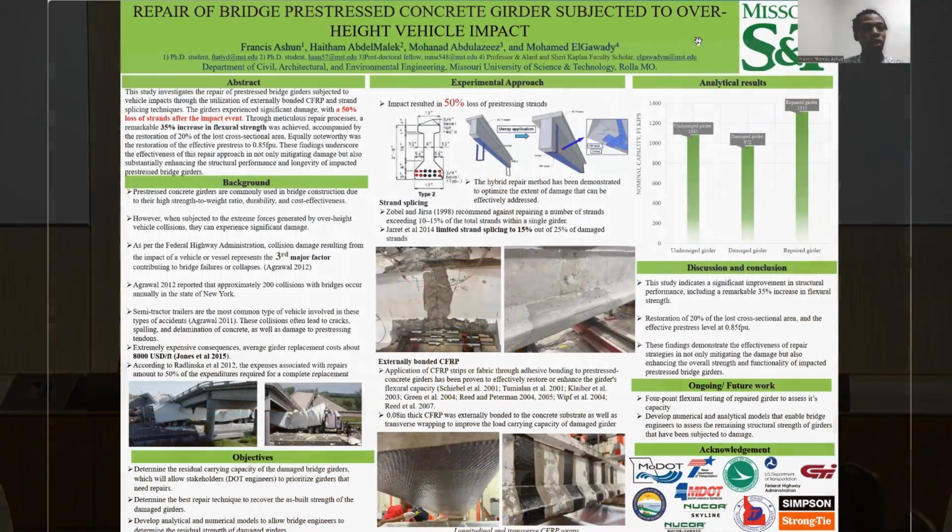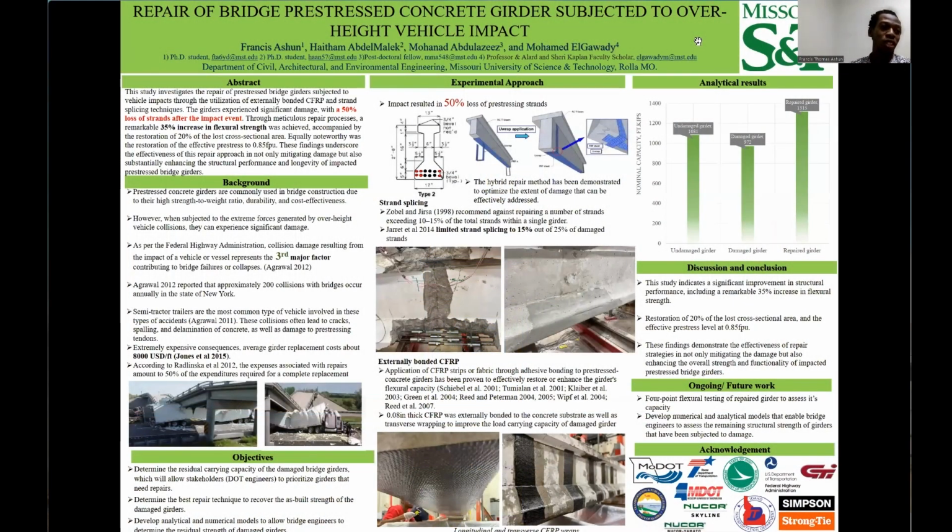Hello everyone, this is Francis Ashin, and today our topic of discussion is the repair of bridge pre-stressed concrete girders subjected to overheight vehicle impact. So vehicular impact is the number 3 major cause of bridge collapse here in the US. And according to a study in 2012, there are approximately 200 collisions with bridges that occur annually in the state of New York. And this shows that there is the need to determine the best repair technique to recover the as-built strength of the damaged girders.